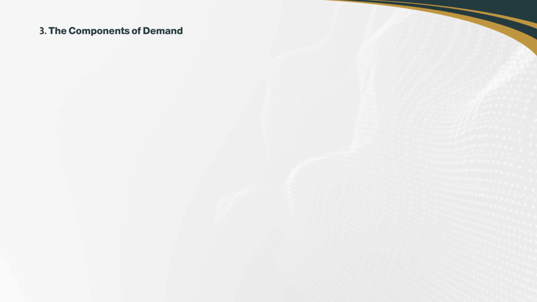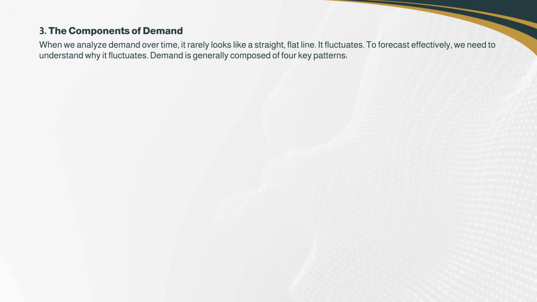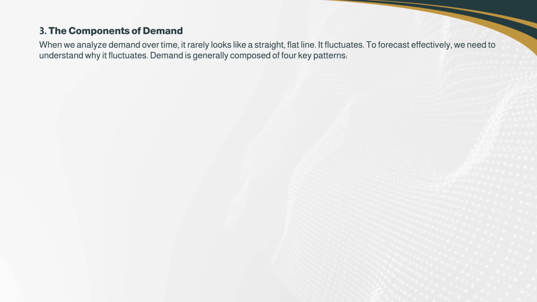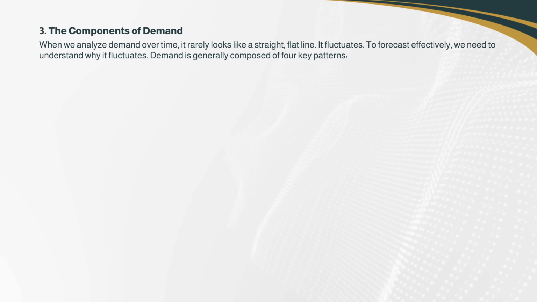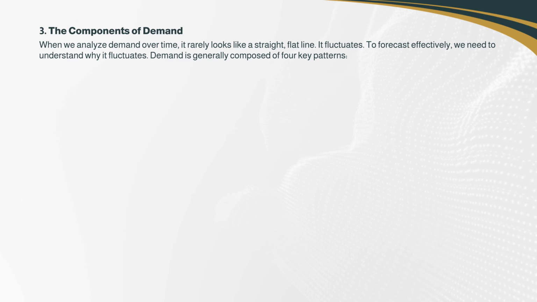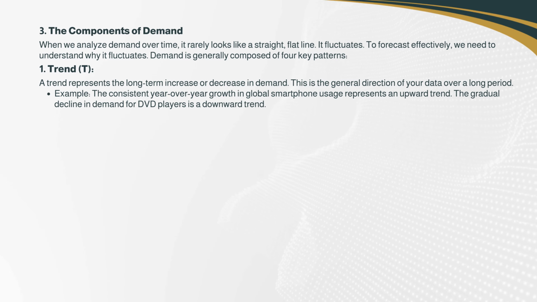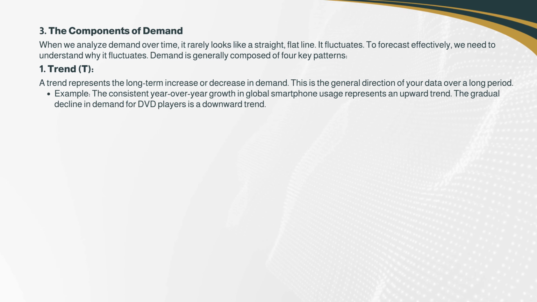3. The components of demand. When we analyze demand over time, it rarely looks like a straight, flat line. It fluctuates. To forecast effectively, we need to understand why it fluctuates. Demand is generally composed of four key patterns. 1. Trend, T. A trend represents the long-term increase or decrease in demand.